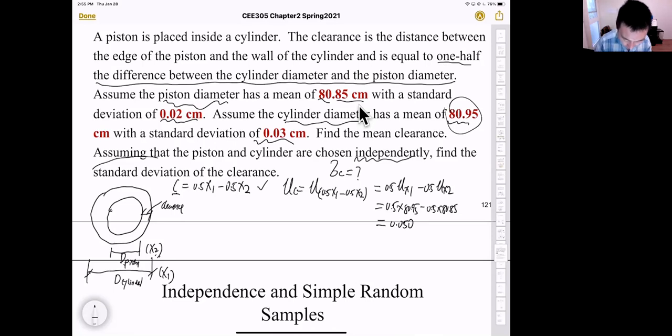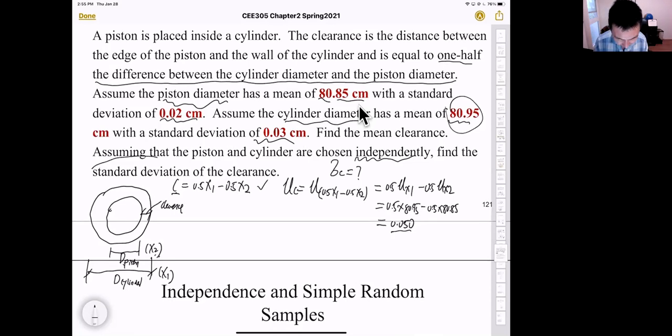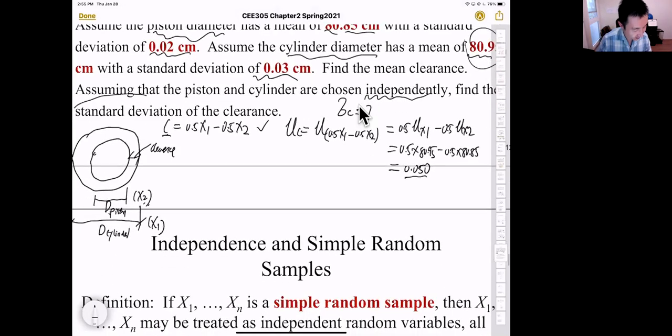So the mean value of the clearance, mu c, is equal to 0.05. Okay, then let's look at the standard deviation. The standard deviation again is sigma c. C is for clearance.